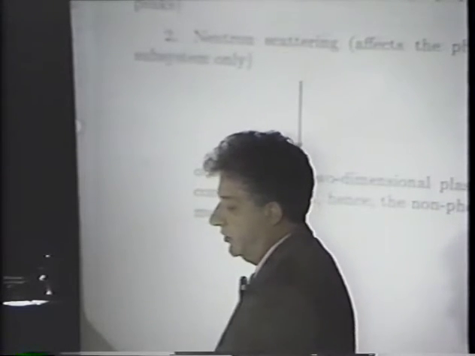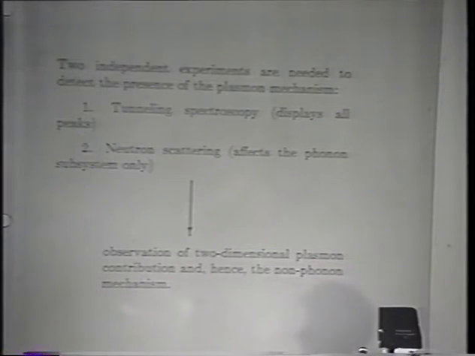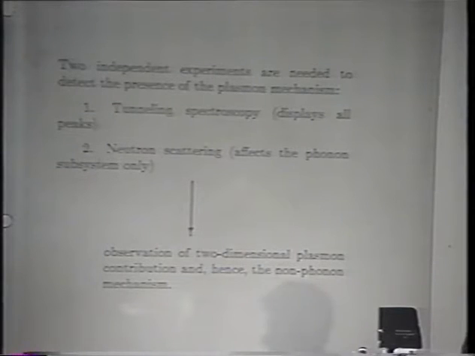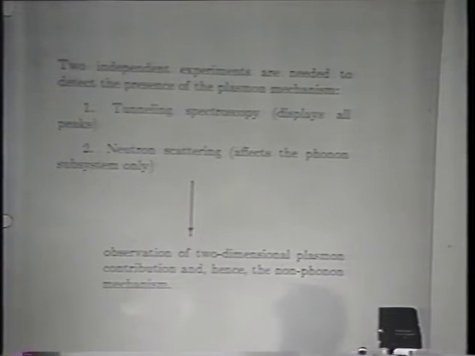Now, I'd like to suggest some independent experiments to detect the presence of a plasmon mechanism. The first experiment is tunneling spectroscopy, which, as is known, displays all peaks, including the plasmon peak. And second, neutron scattering, which affects the phonon subsystem only. By comparing the two sets of data, one can establish the presence of a non-phonon plasmon mechanism. And I think it will be very exciting because, as far as I know, it will be the first direct observation of a non-phonon mechanism of superconductivity.